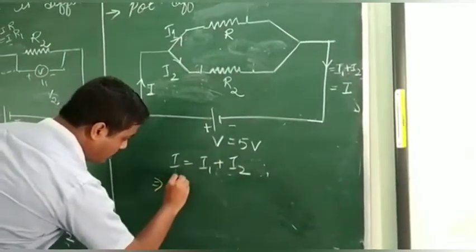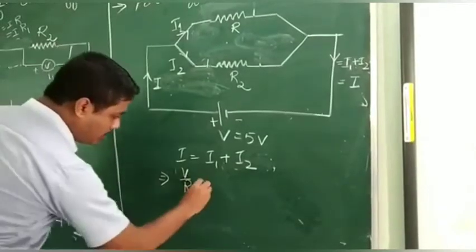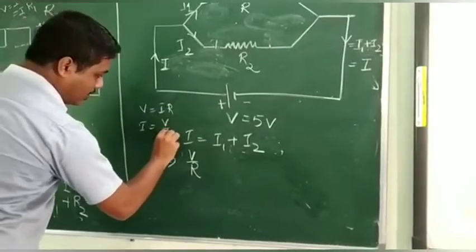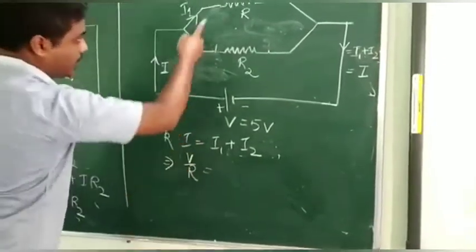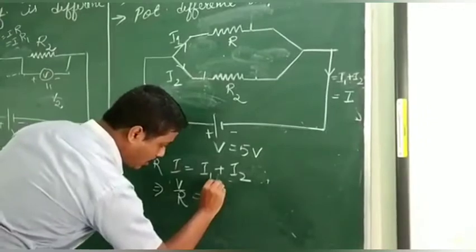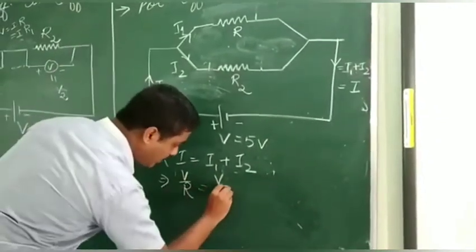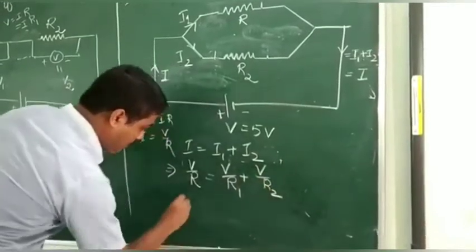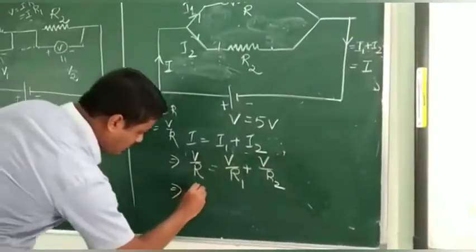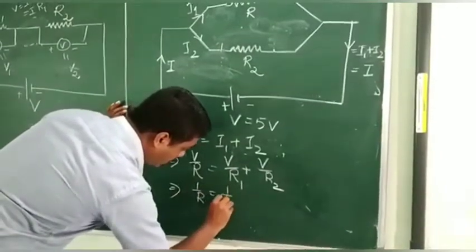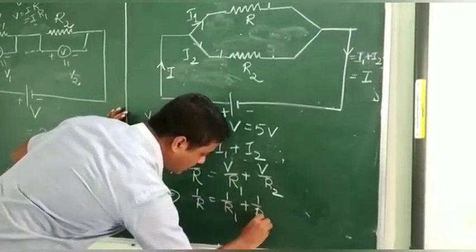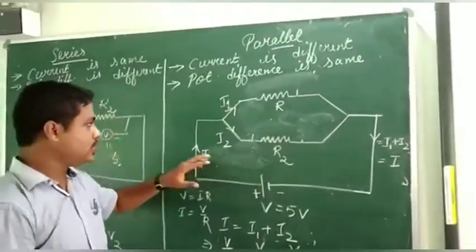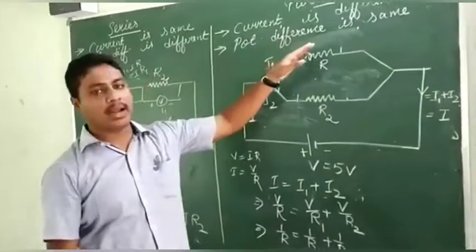So I will be equal to V by R. I can use Ohm's law because V is equal to I into R. So I will be equal to V by R. Since the potential difference is the same across all the resistors, V will be constant, divided by the resistor R1, plus V by R2. So V I can take as common, so it will be 1 by R equals 1 by R1 plus 1 by R2. So this is the total resistance for the parallel connection. This is how we have to do it for the series and the parallel connection.